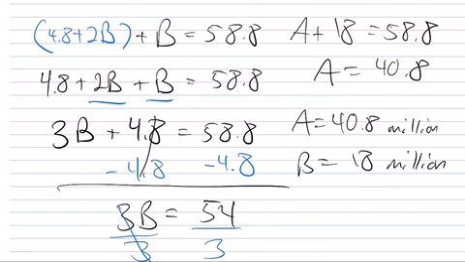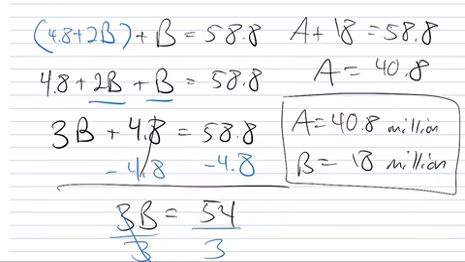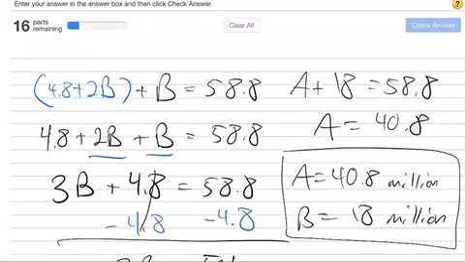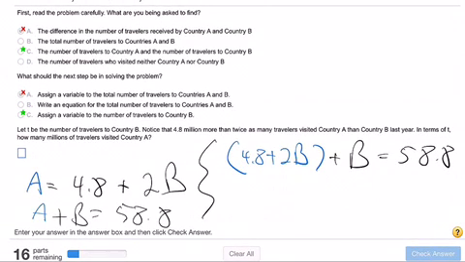Now, it should be the case that A is 2 times B plus 4.8. So 2 times B is 36, plus 4.8 is indeed 40.8. And then A plus B is indeed 58.8. So this satisfies both of those initial conditions. Even though it says here that my answer was incorrect, assign a variable to the total number of travelers to A and B, I actually prefer that way.